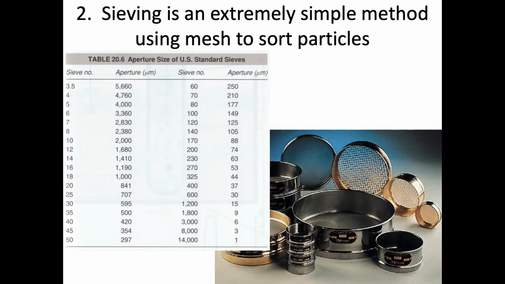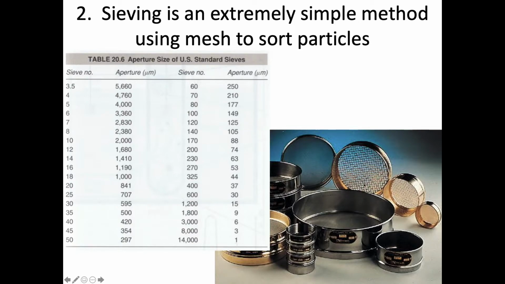All right, sieving. So this is a very old and very simple technique, but it still has its merits. Just because it's old doesn't mean it's not useful. This is one that was used in lab, and it's a way that we can sort particles by size. It's a way we can actually physically separate particles, and that can be useful for various applications, but it can also be used as a characterization tool to see how much we have in a given size range.